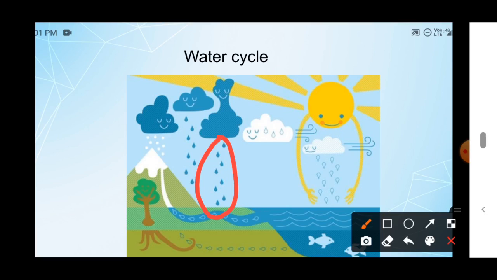Okay, children. So in this way, water goes to the atmosphere and again comes to the earth, and again it goes to the atmosphere and again comes to the earth. This cycle is known as what? Water cycle.